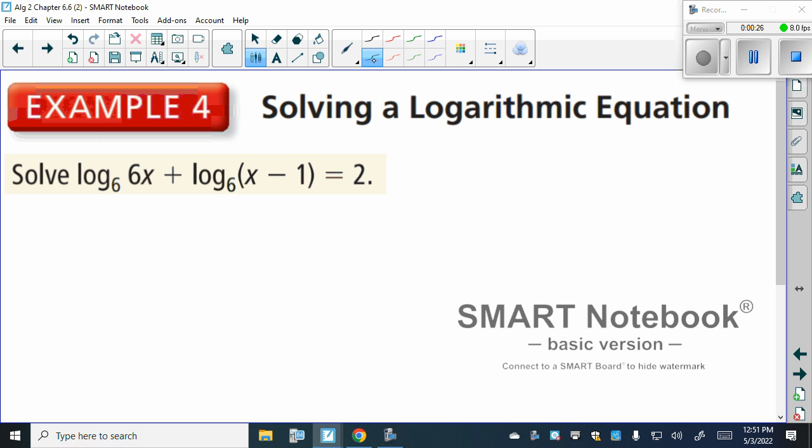I believe we finished off on this problem here. Or did we finish off on the one before it? One before it.